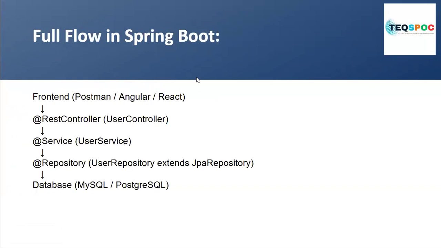This is the basic flow of Spring Boot. When the request comes from the front end, it goes to the REST controller. After the REST controller, the method we hit is present in the service layer. That service layer method hits the database with the help of the repository layer. The repository gets the data from the database. So the request goes from front end to controller, controller to service layer, service to repository, and repository to database. From the database it gets the data, and then it goes backward: repository, service, controller, and front end. So this is the general flow.